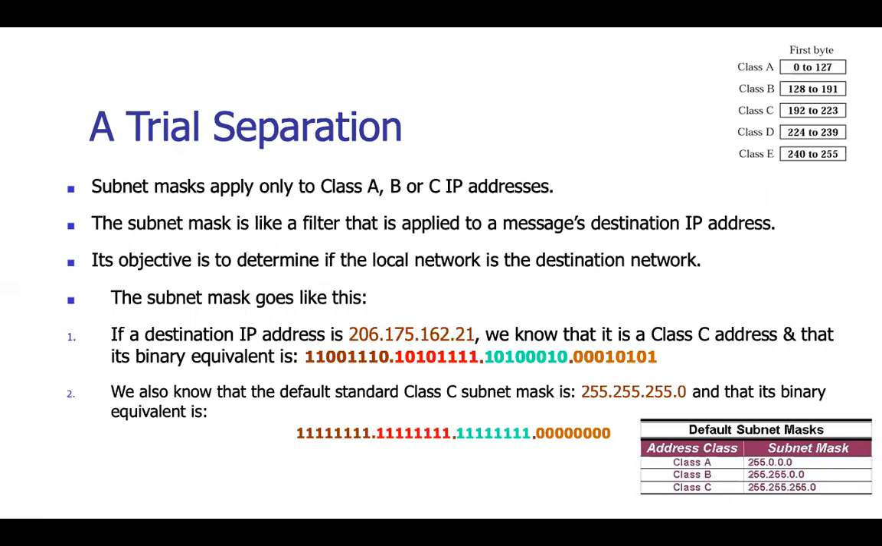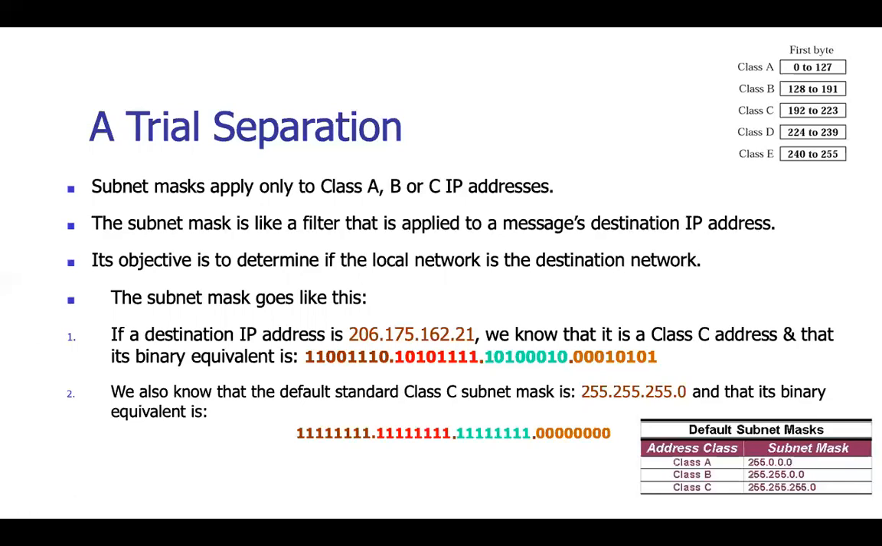Subnet masks apply only to class A, B, or C IP addresses. The subnet mask is like a filter that is applied to a message's destination IP address. The objective is to determine if the local network is the destination network. So take note, this is very important. The objective is to determine if the local network is the destination network. So this is what the subnet mask does.